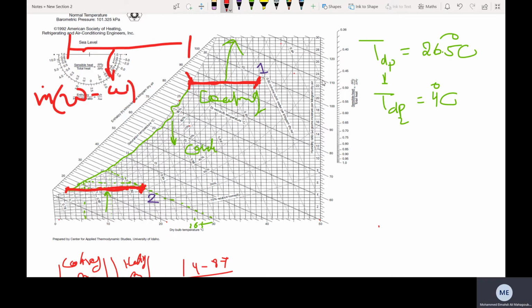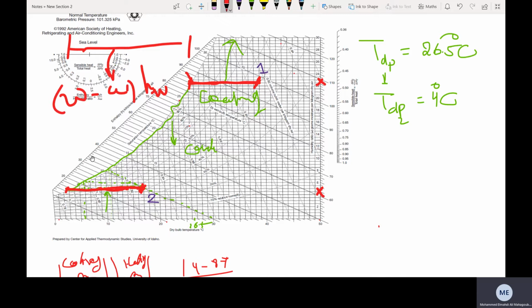So I get the specific humidity here, I get the specific humidity here, and I subtract them. This is for the amount of moisture. But what is the heat that accompanies this moisture? Just the omega difference multiplied by HW, for the water. And you need to get that H at which temperature? One minute.